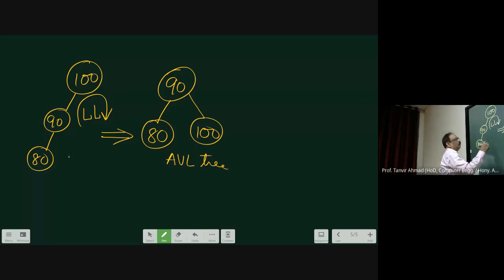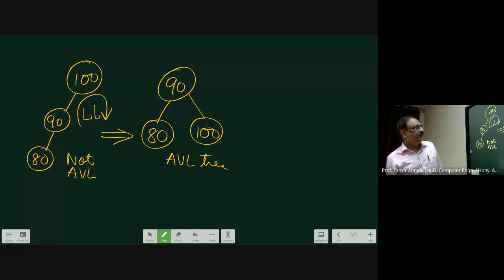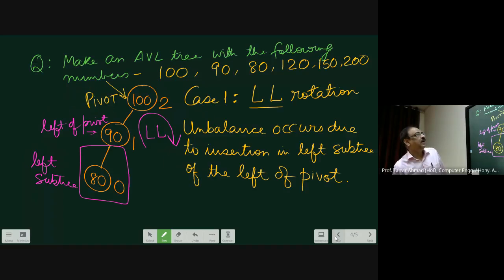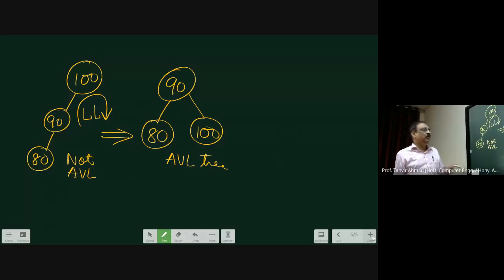This is not AVL. Fine. Now what I'm going to do is take other numbers. The other numbers are 120, 150 and 200. Now insert 120.